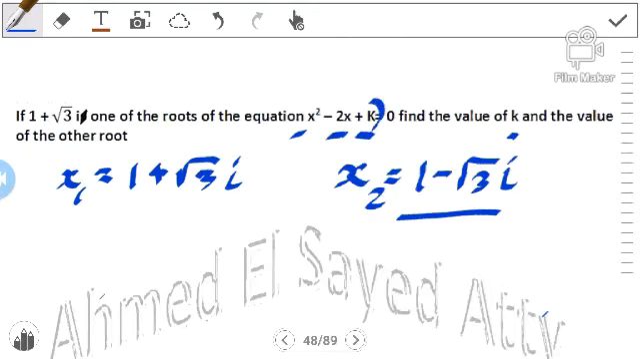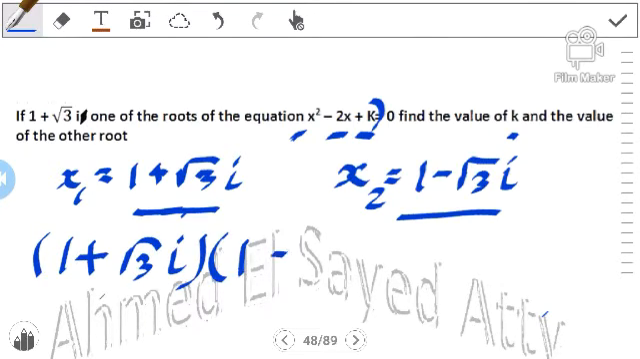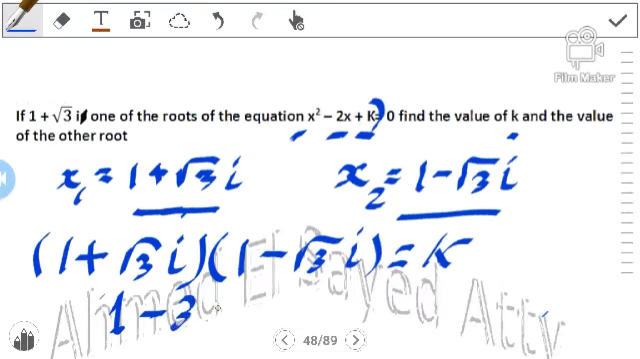The value of k is related to the product of the two roots. If I multiply the two roots, it gives me the value of k, especially since a equals 1. So here 1 plus root 3i times 1 minus root 3i gives the product of the roots, which is k. The product of two conjugates: first times first is 1 times 1, which is 1 squared, and second times second is negative root 3 times root 3, so 3 times i to the power of 2. This should equal k.